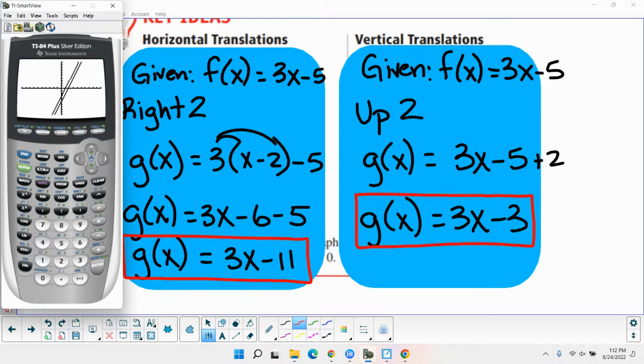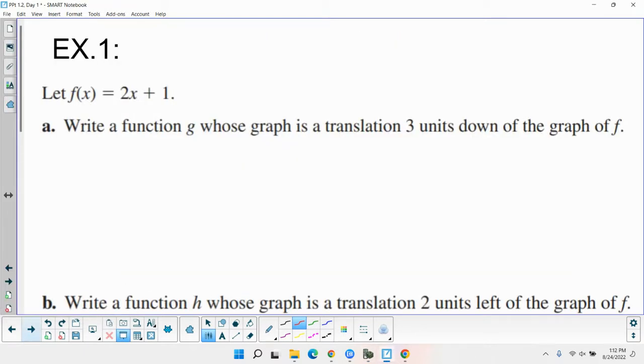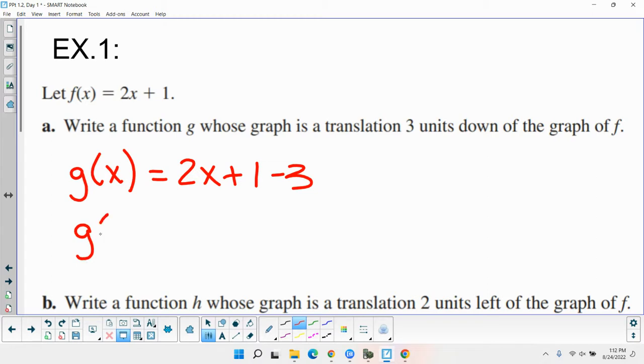Okay, let's look at a couple examples here quick. All right, so here's our function, 2x plus 1. 3 units down. So is that vertical or horizontal? Vertical. So all I got to do is what when it's 3 units down? Subtract 3. So I just go g of x equals 2x plus 1 minus 3. That's all you got to do. And then combine like terms. What's 1 minus 3? Negative 2, right? So vertical's the easiest of all.